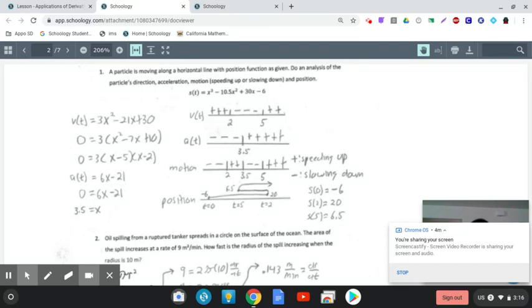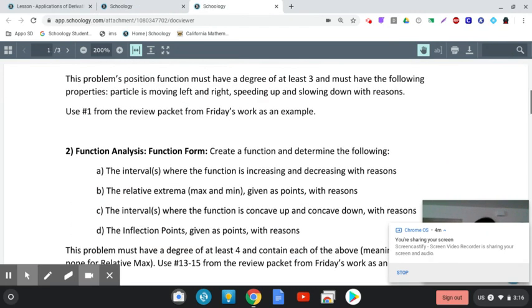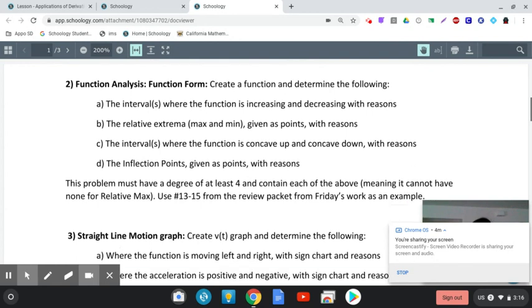So if you need help with the motion, again, Khan Academy can help you with that, because we had practice specifically based off that. All right. Then the second question is function analysis, function form.